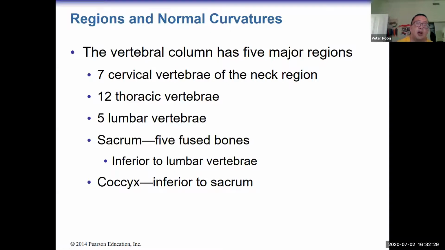So the vertebral column has 5 major regions: 7, 12, and 5. The easy way to remember this, the 7, 12, and 5: breakfast at 7, lunch at 12, dinner at 5. One of my students made up cereal at 7, tacos at 12, and lasagna at 5. Whatever helps you remember.